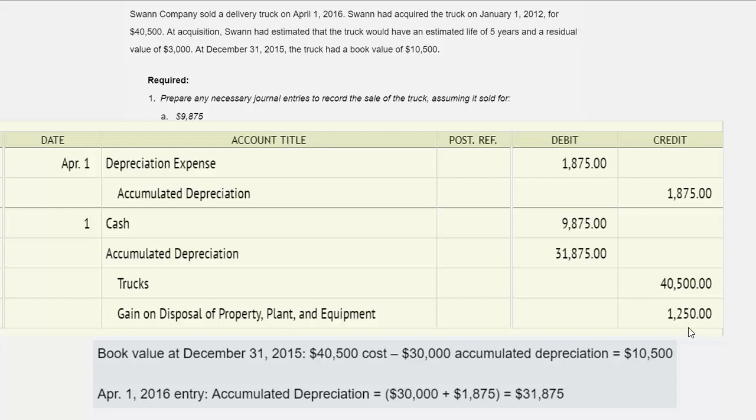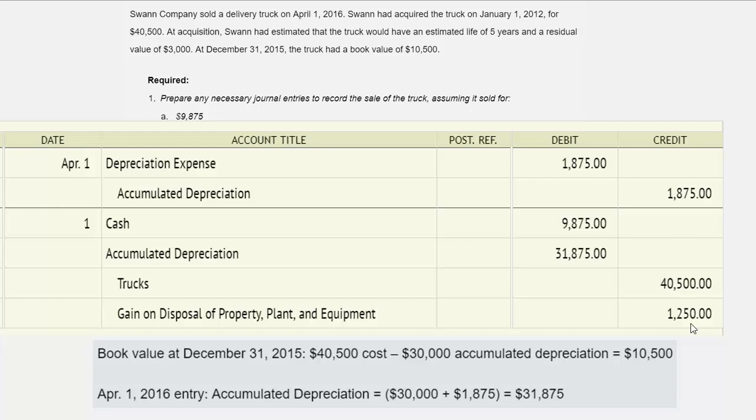Now, another way of thinking about this is once you've recorded all of the entries correctly, meaning we've reduced the asset at its original cost, we've removed the accumulated depreciation at the value that exists at the time of sale, and we record the cash, then the difference is forced. If it winds up as a credit, it would be a gain. If it winds up as a debit, it would be a loss. So we've recorded, in this instance, a gain on the disposal of property, plant, and equipment. That's one way of thinking about it.